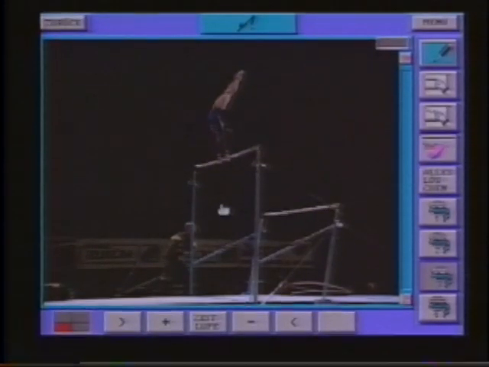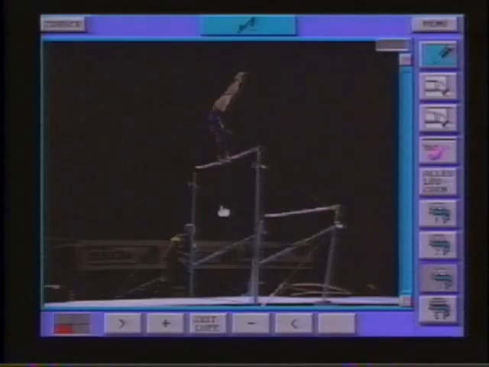Cast to handstand, still no deduction. Cast to handstand, deduction for arch, minus 0.05. Since in spite of this, the gymnast shows an arch-tight body, and for open legs, minus 0.05, in total, minus 0.1.